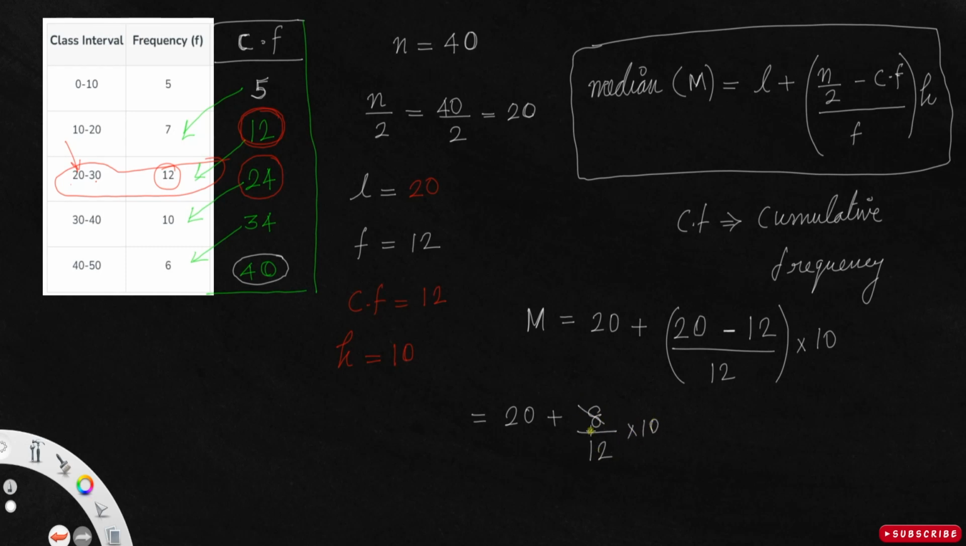This 8 and 12 go in 4. 8 in 4 is 2 times. 12 in 4 is 3 times. So the answer is 20 plus 2 into 10 by 3, which is 20 by 3. But we know 20 by 3 is 6.67. It's 6.666, etc. So I can round it as 6.67. So the median is 26.67.